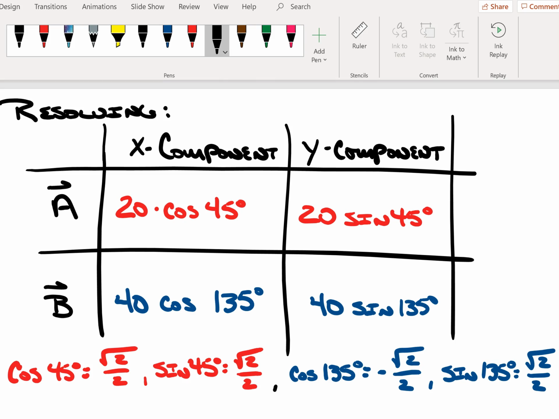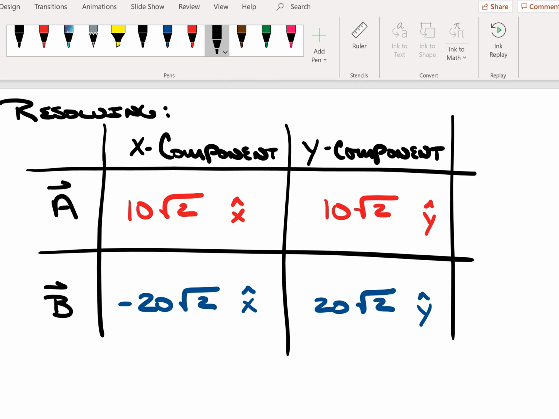And you see at the bottom that for 45 degrees, the sine and cosine are both square root of 2 over 2. And for cosine of 135, you have the negative square root of 2 over 2, and the sine of 135 is the square root of 2 over 2. Please satisfy yourself that you can correlate this to the signs of the coordinates in the relative quadrants on the Cartesian axes. Once we substitute these in and simplify, we get our components for vector A and our components for vector B.